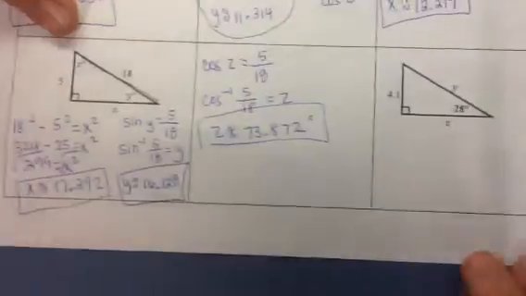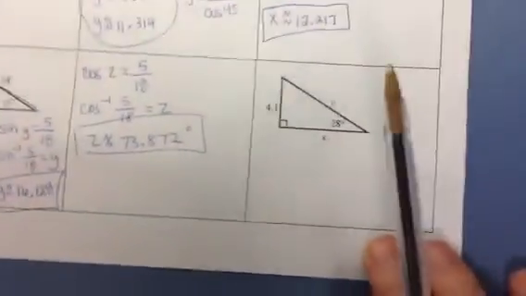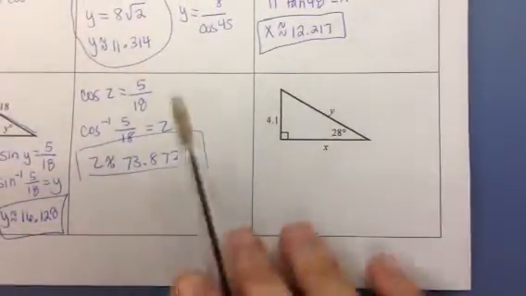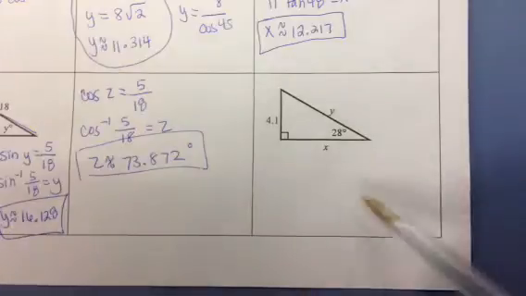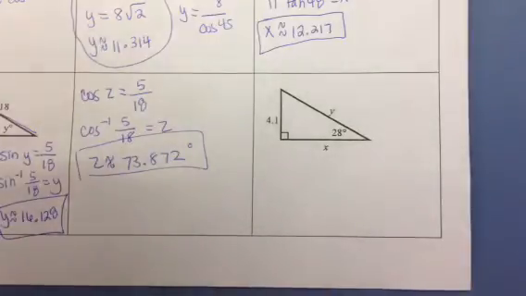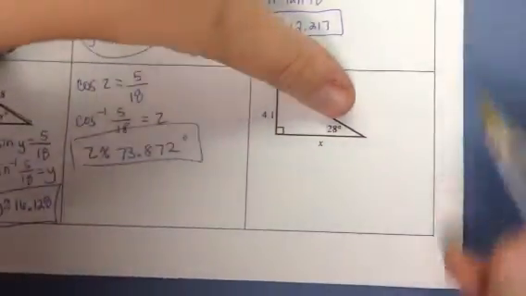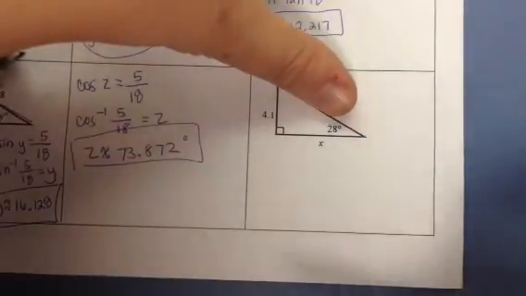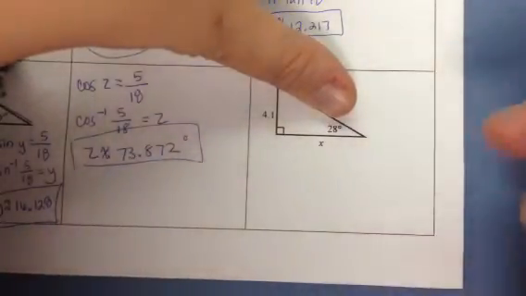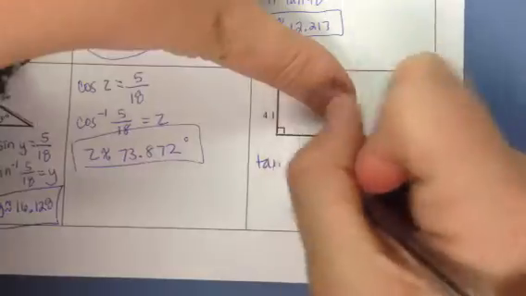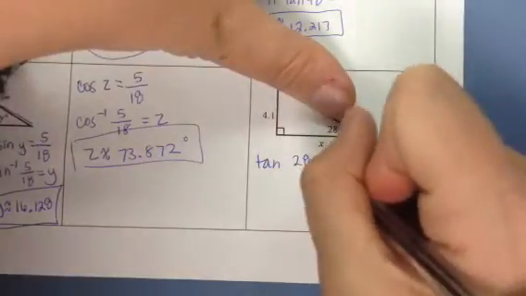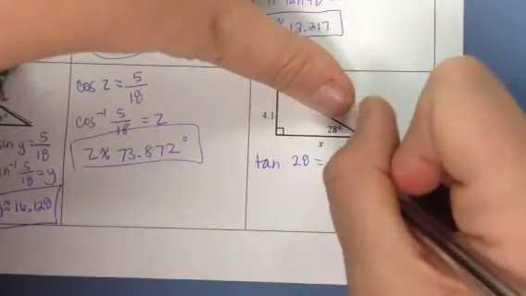Very last problem. Really not any more difficult than that one, maybe less difficult. We just have a decimal in here. So if I want to find x, if I cover y, it's now just like a mile marker question. I'm going to use tangent. The tangent of 28 degrees equals x.